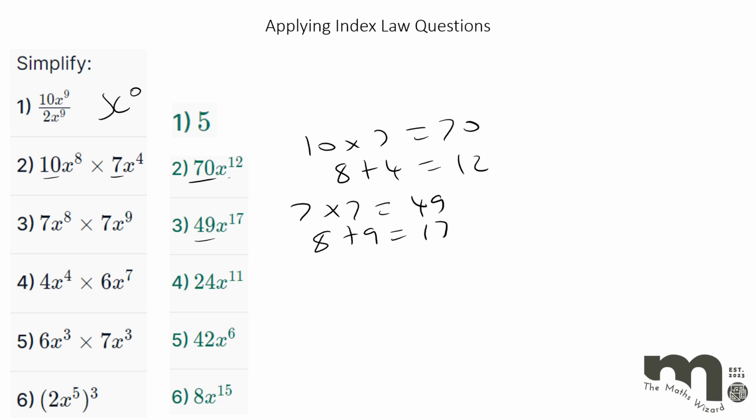And we've got a similar pattern on question 4 and 5 as well. 4 sixes is 24. 4 add 7 will give you the 11. And if we look at this bottom one, if we multiply our index numbers together, we've got 15. And then with the 2 on the inside, we've got to do 2 to the power 3. So that's 2 cubed, 2 times 2 times 2, which will give you that 8 at the start there.